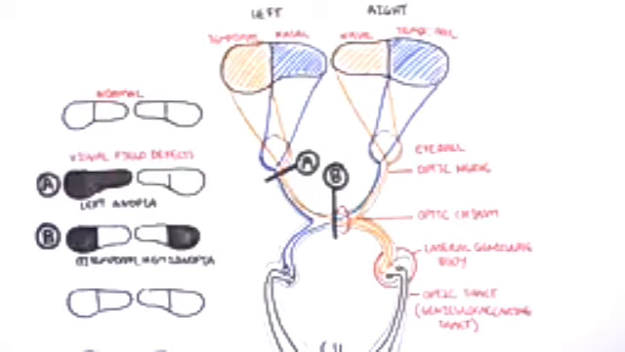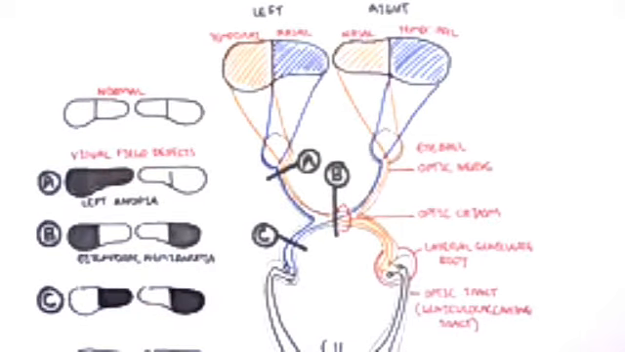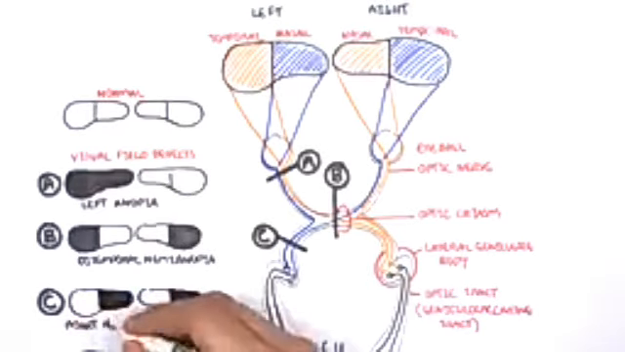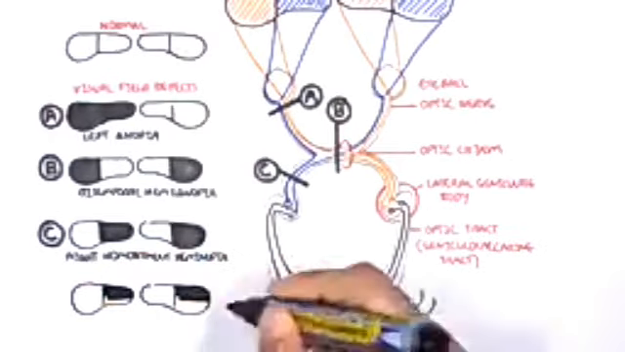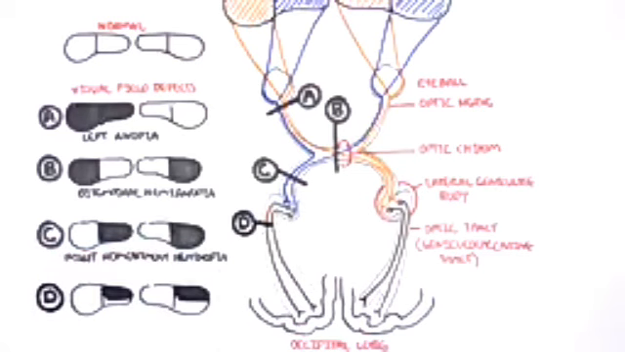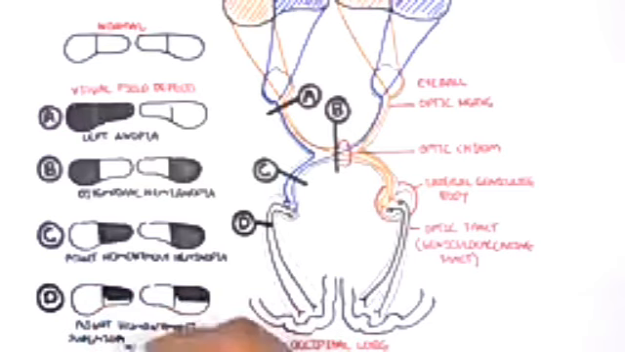If a lesion occurs here after the optic chiasm, we get loss of the visual fields that these blue nerves carried, which means we get loss of vision on the left nasal field and the right temporal field. This is called right homonymous hemianopia. And lastly, D. If a lesion occurs on one of these nerve tract bundles, it will cause what is called right homonymous superior quadrantanopia.